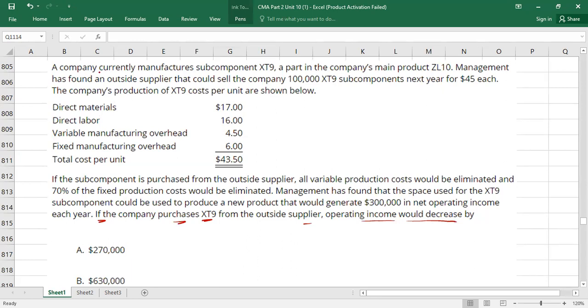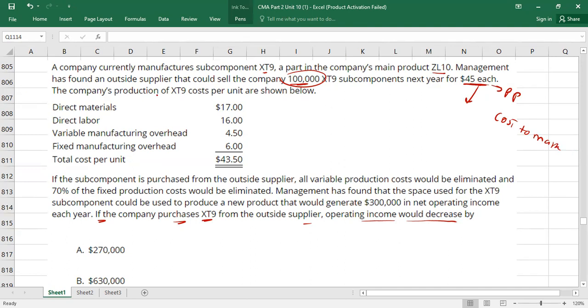First they're telling you a company currently manufactures subcomponent XT9, a part in the company's main product ZL10. The question is about XT9. Management has found an outside supplier that could sell the company 100,000 XT9 subcomponents next year for $45 each. So 100,000 is the units and 45 is the purchase price. If you buy from outside, you have to pay 45. That is one piece of information. Second, we need to calculate the cost to make, and then we'll see how much the loss is if you buy it.